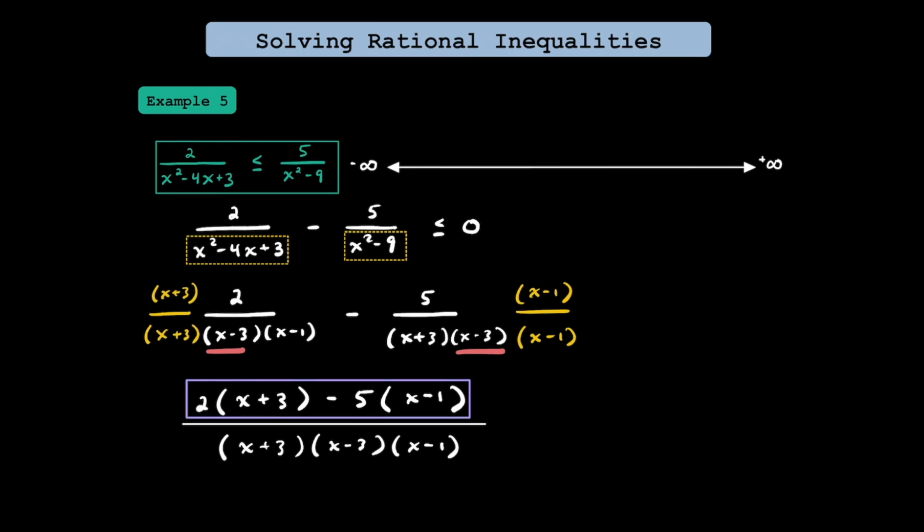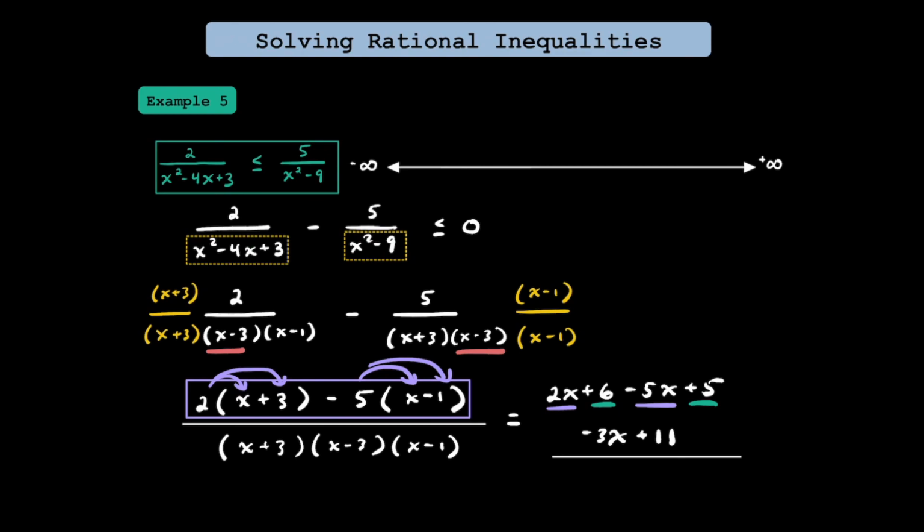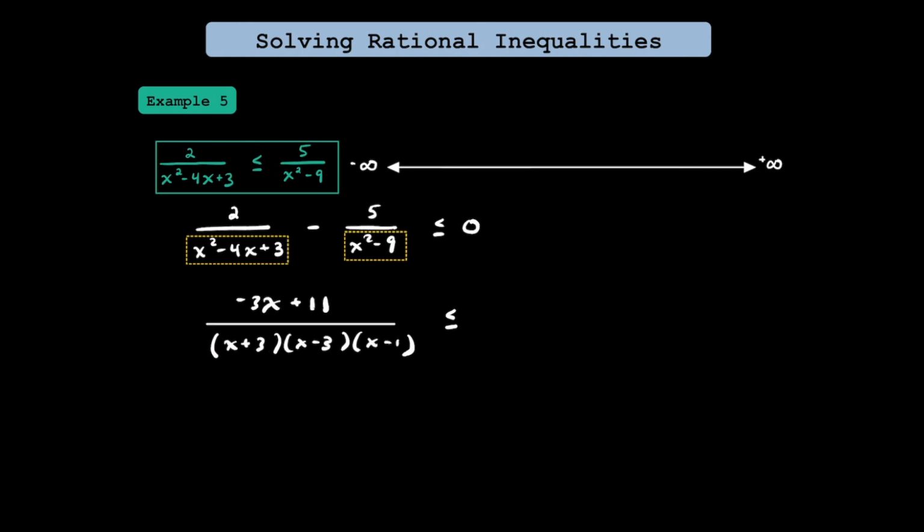Now that we have one fraction, let's simplify the numerator here. By distributing this 2 to the x and 2 to the 3, we're going to have 2x plus 6. And by distributing this negative 5 to the x and the negative 1, we're going to get minus 5x plus 5. Combining this 2x and negative 5x, that's going to be negative 3x. And combining this positive 6 and positive 5, that's going to be positive 11. Negative 3x plus 11 is our numerator, and x plus 3 times x minus 3 times x minus 1 is our denominator. Remember, this whole thing is less than or equal to 0.